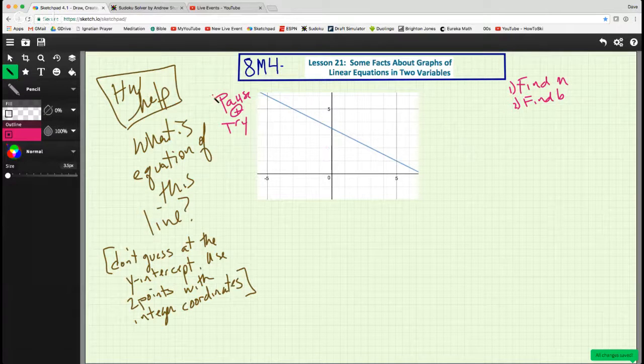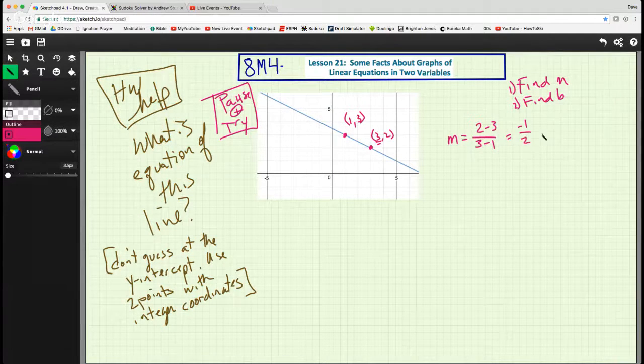Okay, I assume you paused and tried. Now I'm going to use this point and this point. So that's 1, 3, and 3, 2. So our m is equal to 2 minus 3 over 3 minus 1, right? Our 2 minus 3, our difference in our y's over our difference in our x's. That's equal to -1 over 2. So -1/2 is our slope. I like to put that box there as I've been doing all year.